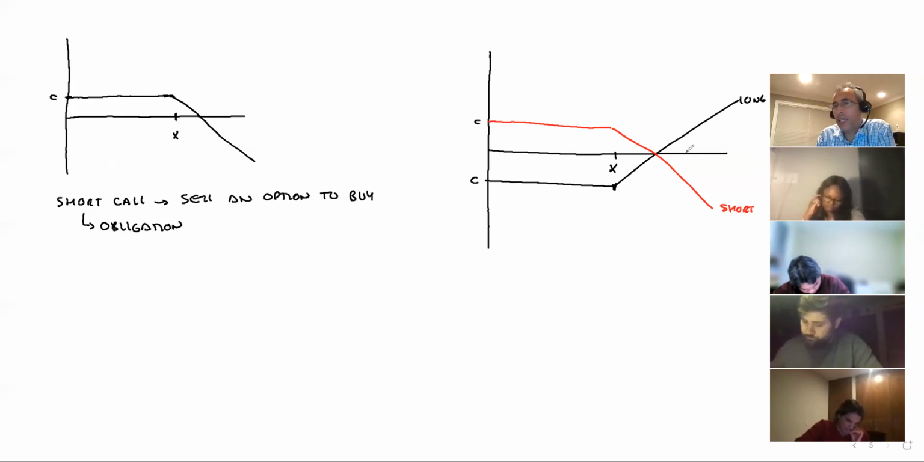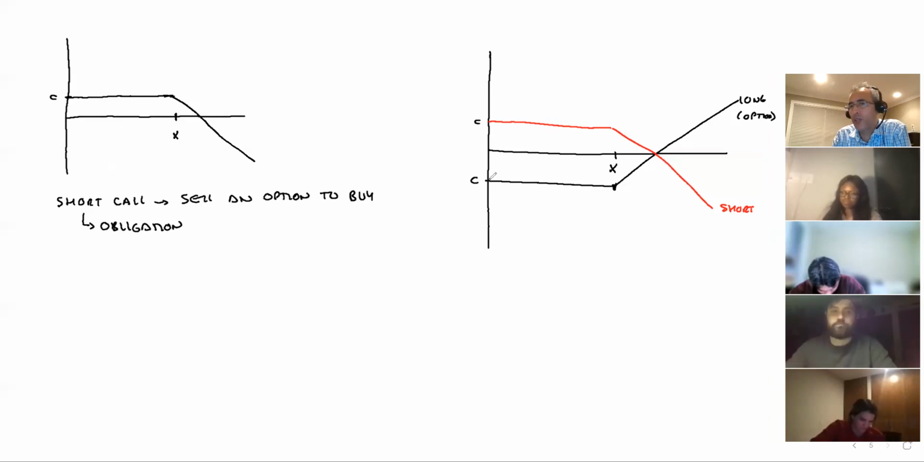Now, remember that the long has the option. So what is the maximum this guy can lose? The premium. However, if you are short, what is the maximum you can lose? Infinite. If the price really jumps, you can lose tons of money.